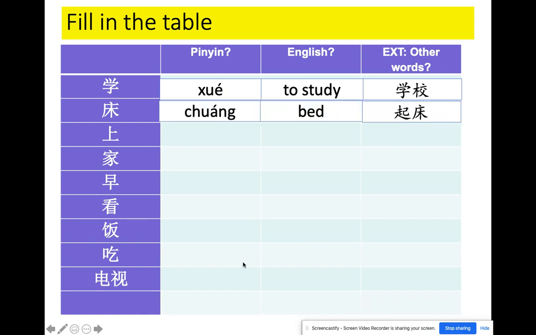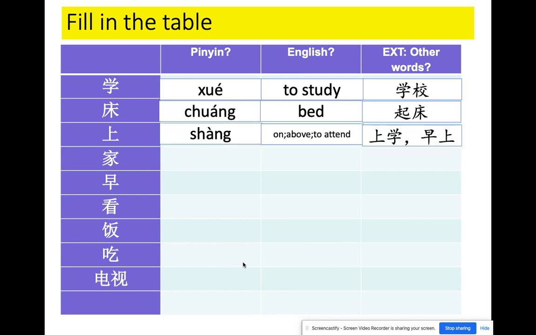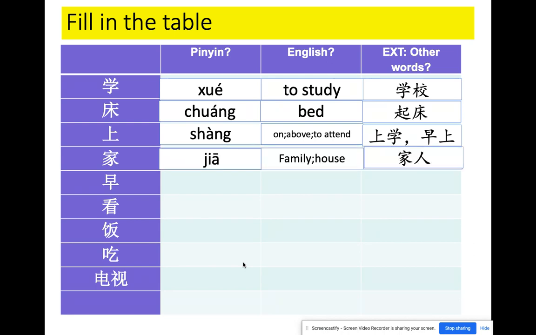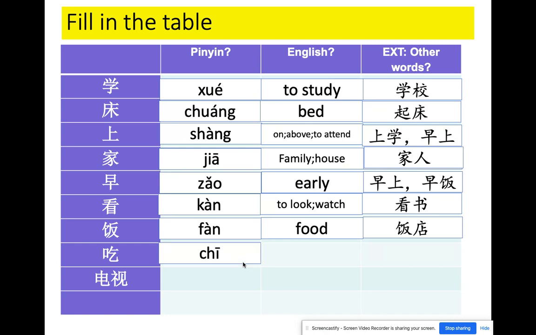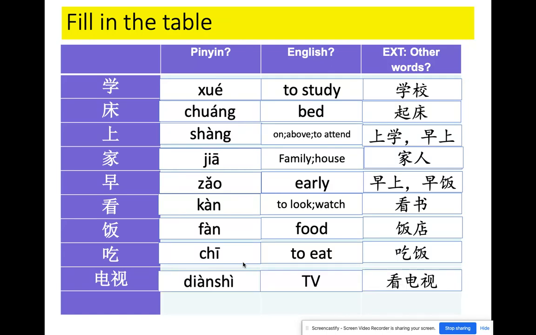床, 起床, to get up, the new one we just learned. 上, 早上, 上学, to go to school. 家, 家人, family member. 早, you can say 早上 or 早饭. 看, 看书. 饭, 饭店. 饭店 means restaurant. In some parts of China, 饭店 also means hotel. 吃, 吃饭 to eat. 电视, 看电视, 非常好.